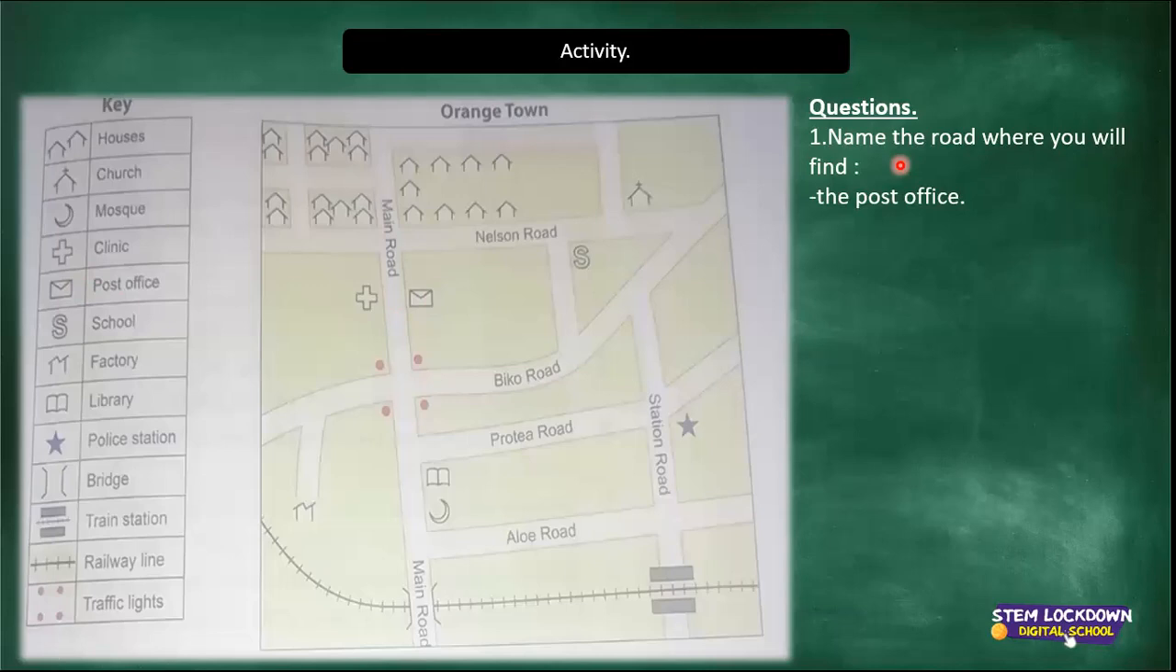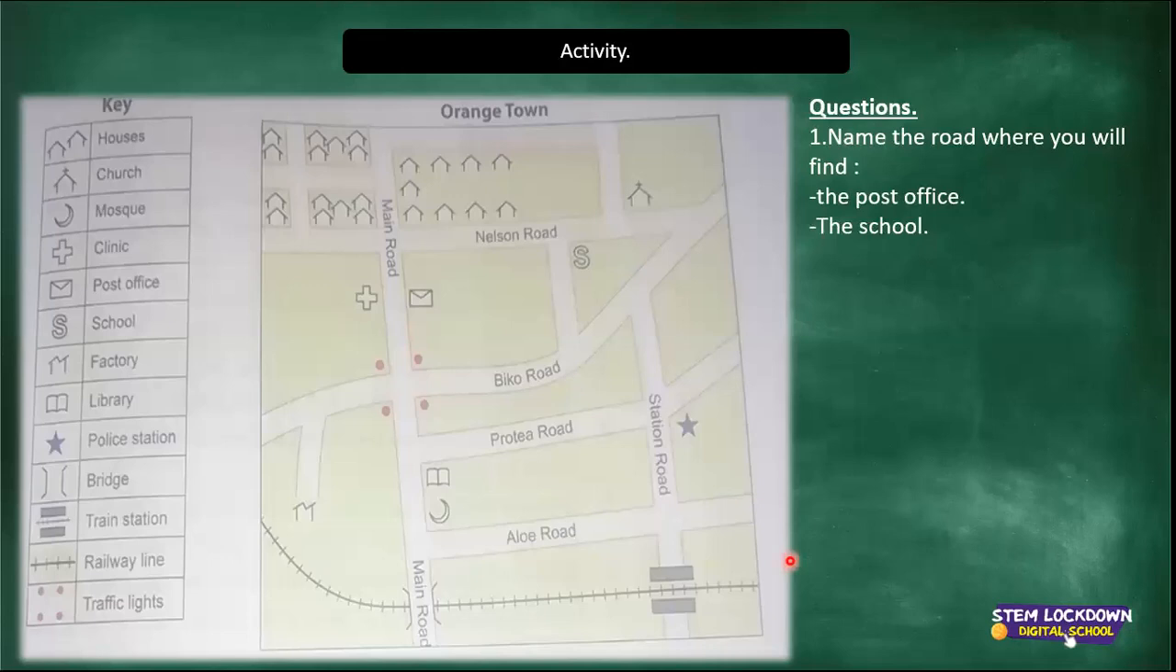Answer number 2, question number 2. The road where you find the school. We have Zoe on. You raise your hand, Zoe. You find the school on Nelson Road. On Nelson Road, that's correct. Thank you very much.